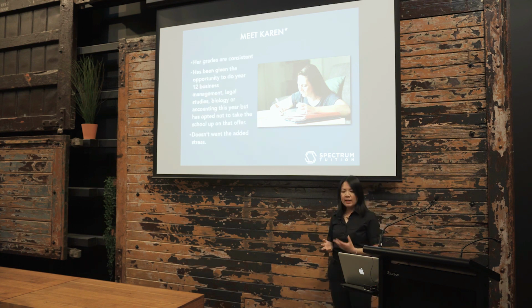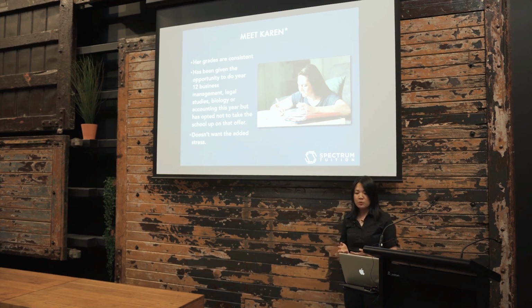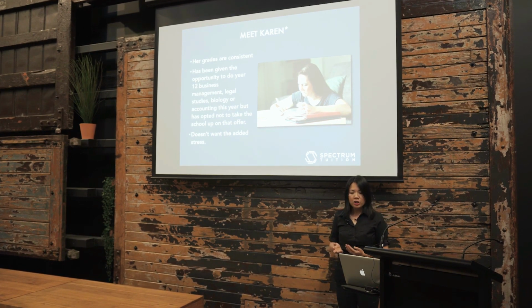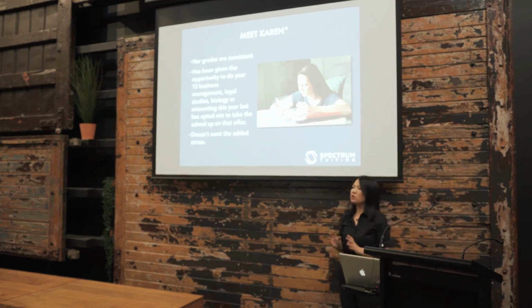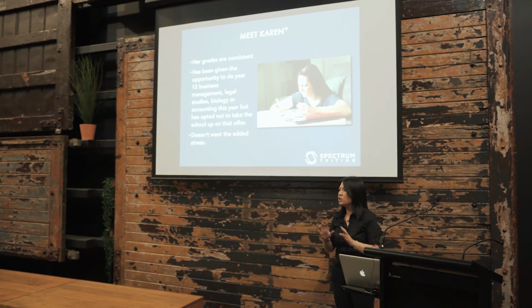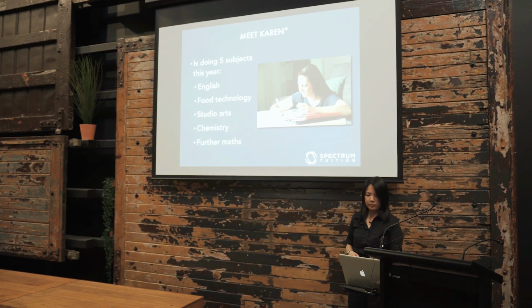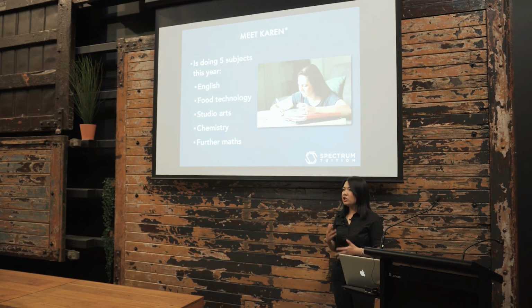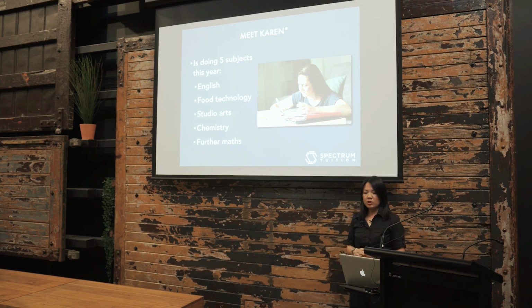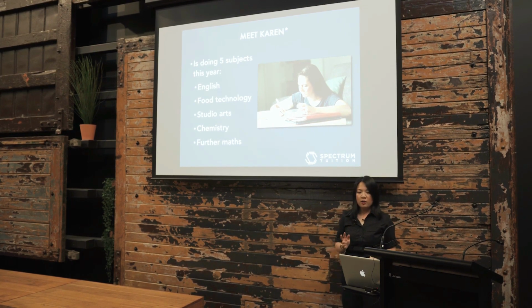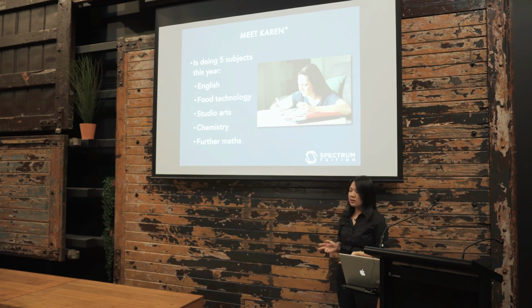Her grades are fairly consistent, so her teachers have offered her the opportunity to do year 12 business management, legal studies, biology or accounting this year, but she's opted not to take the school up on this offer because she just doesn't want the added stress of a year 12 subject while she's doing year 11. Instead, she's just opted to do 5 subjects: English, food technology, studio arts, chemistry, and further maths.